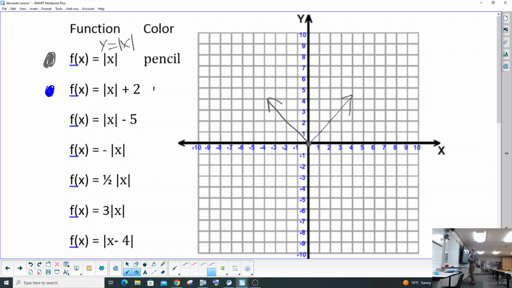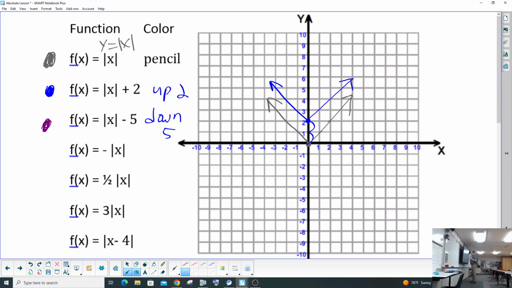Okay, so then this means up 2. So the absolute value of x up 2. So you can go 1, 2, and add 2 on the y-axis, and then up and to the right, up and to the right, and up and to the left, up and to the left. There we go. That's up 2. The next one is absolute value of x minus 5 on the outside of the absolute value. And that is going to mean down 5. So we'll go ahead and use a different color.